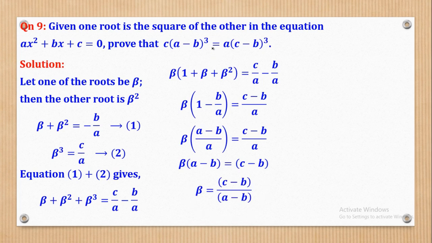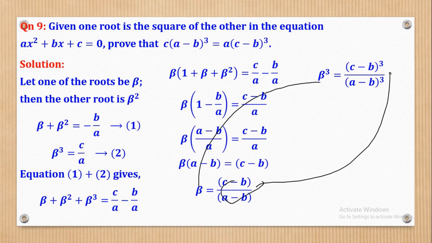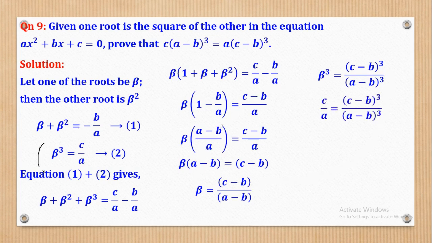But the equation has cubed. Therefore, what I'm going to do, I'm going to cube both sides, so this becomes beta cubed, and this one, the whole of it is cubed to give you that. And the good thing, I know that beta cubed here is c over a, so I substitute for beta cubed here. Then cross multiply to come up with that. So that is what they wanted.